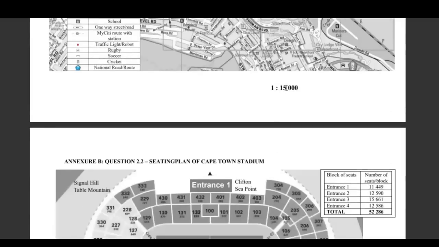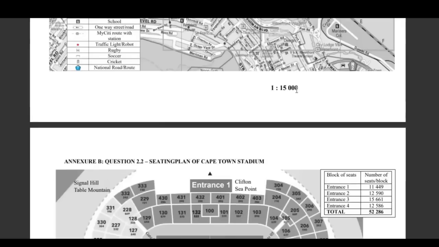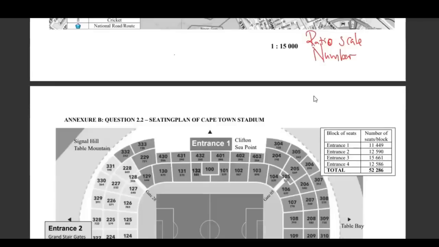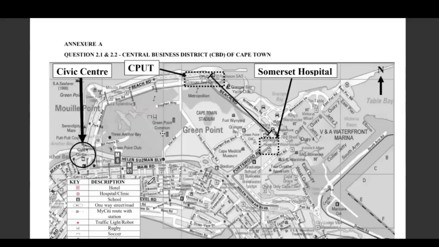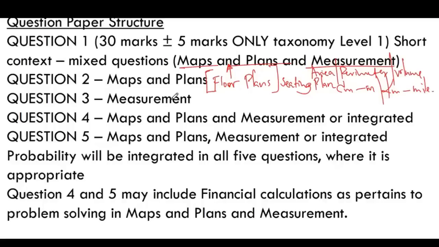Then the scale, what kind of scale are we looking at? This kind of scale, we call it a ratio scale. Others call it a number scale, which is okay. You can also call it a numeric scale. The other kind of scale is called a bar scale or a line scale. All right. Now we go to question number 3, measurements.